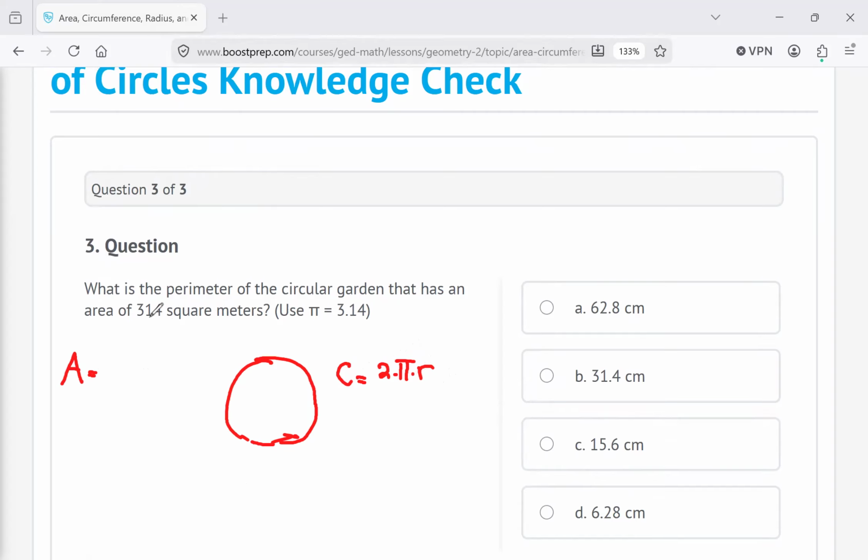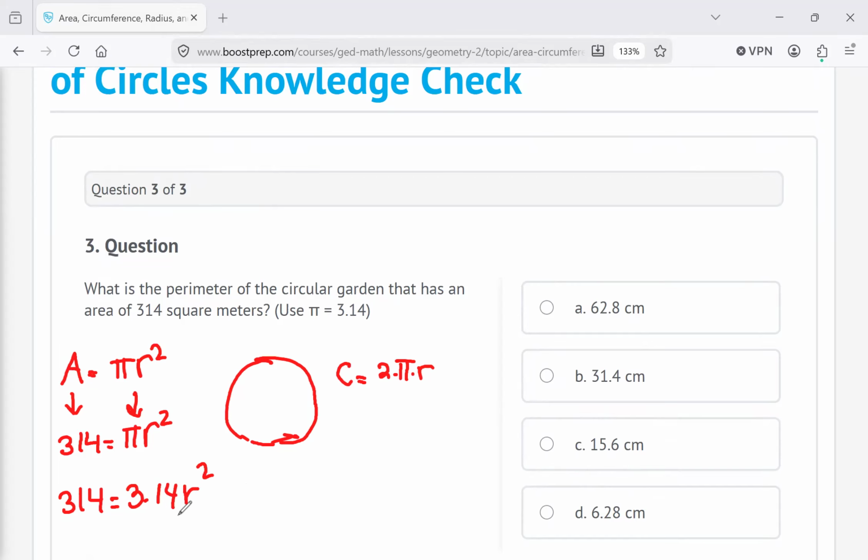They specifically said that it has an area of 304 square meters, so we'll use the area of a circle formula, which is pi r squared. So I'm going to replace my A with 314, equals pi r squared. And then they said use pi as 3.14, so very tricky. You're going to replace this pi with 3.14.